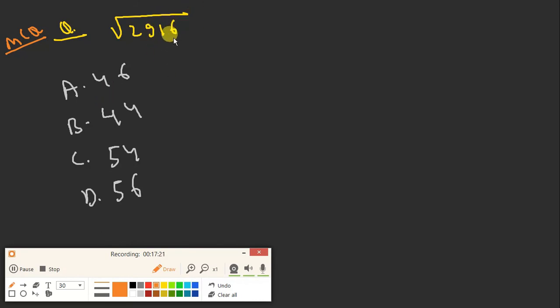You will see that the unit digit is 6. And you know, when the unit digit under the root is 6, the unit digit of the answer can be 4 or 6, right? In all the options we can see that 4 and 6 are there, so we need to solve a little bit more. The first thing is clear: the unit digit can be 4 or 6.